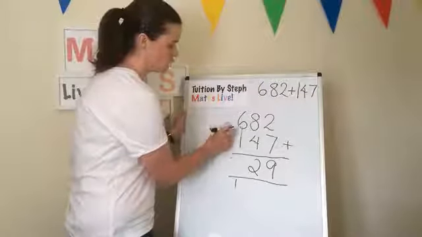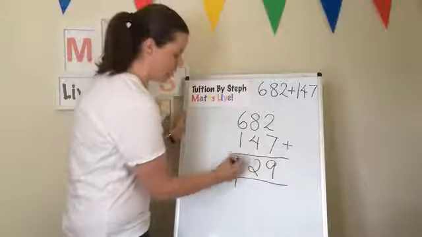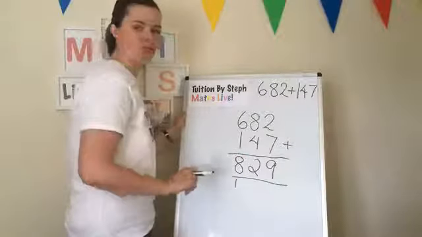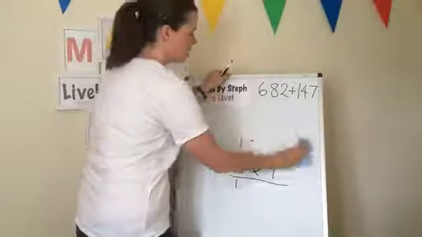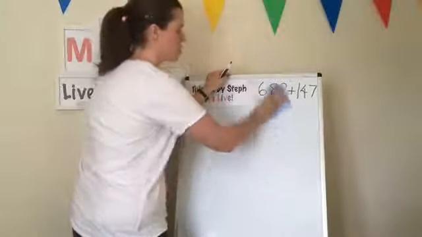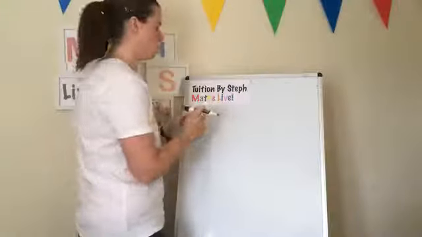Because if you do just 6 plus 1, you're not going to get the right answer. So 6, 7, 8. 829. So that question had one lot of regrouping. I'll show you another one with just one lot of regrouping.